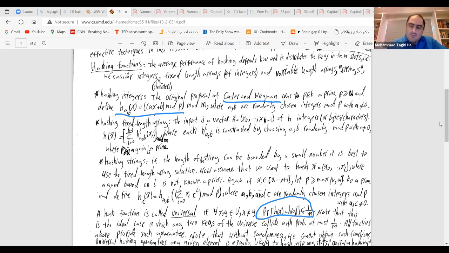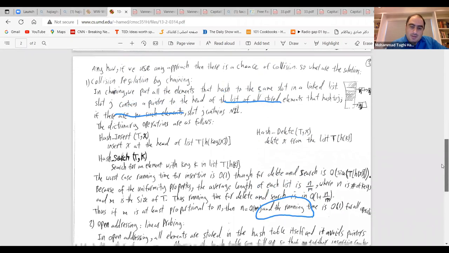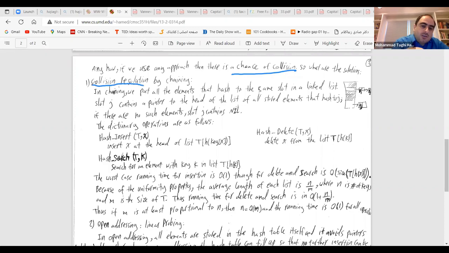But one thing I want to discuss a bit more: we say the probability is at most 1 over m, but this probability is not zero. So there is a chance of collision, that two elements, because of this randomness, both go to the same slot. It is at most 1 over m, but still non-zero, so it can happen. So what can we do? One idea is collision resolution by chaining.